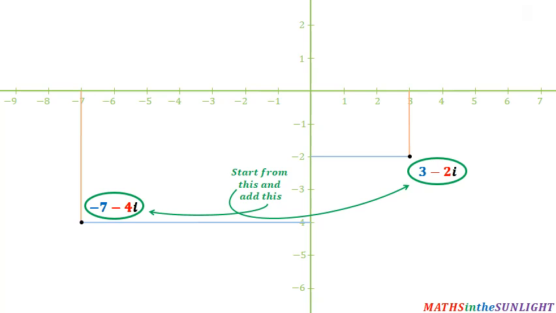By the way, we can start from this number and add this number. This is the same thing. The order does not matter. Here is the calculation, blue with blue, red with red, or you can say real with real and imaginary with imaginary, and it gives you the same answer.